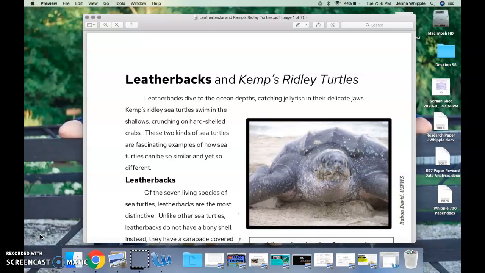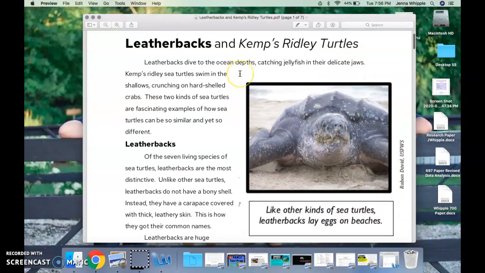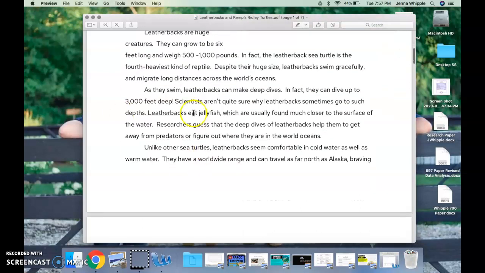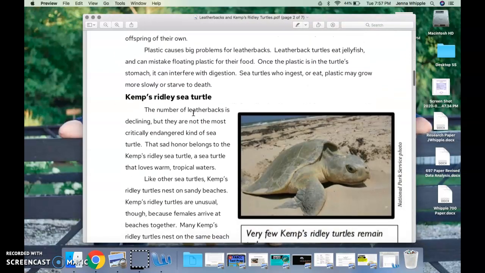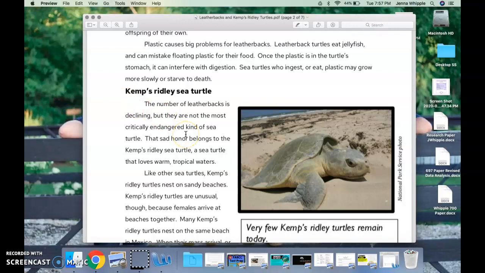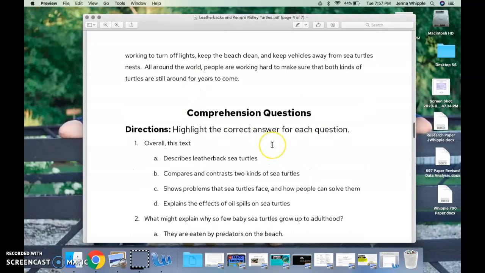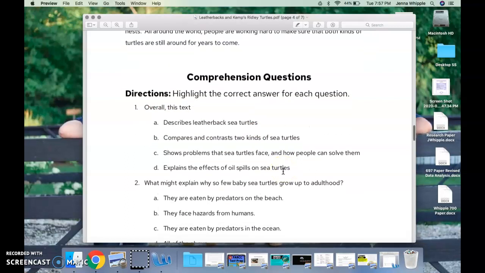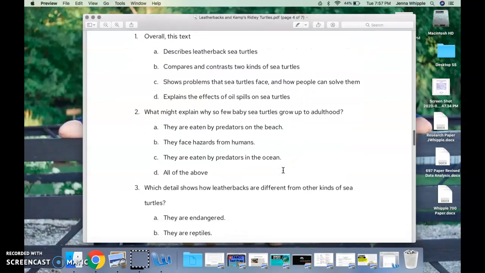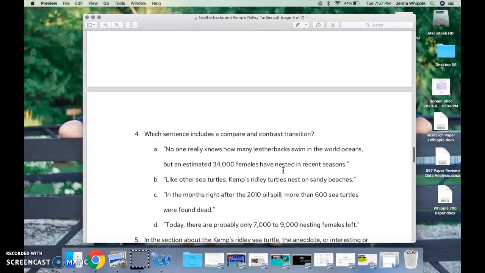What you are doing today is similar to what you did Friday. Attached to Google Classroom, you will have this article about leatherback turtles and Kemp's Ridley turtles. As you read through, there's information about the leatherbacks, and then there's information about the Kemp's Ridley sea turtle. If you scroll further down, there are comprehension questions like last time. You will highlight the correct answer. I think that worked easy for you guys last time from the ones that I went through.